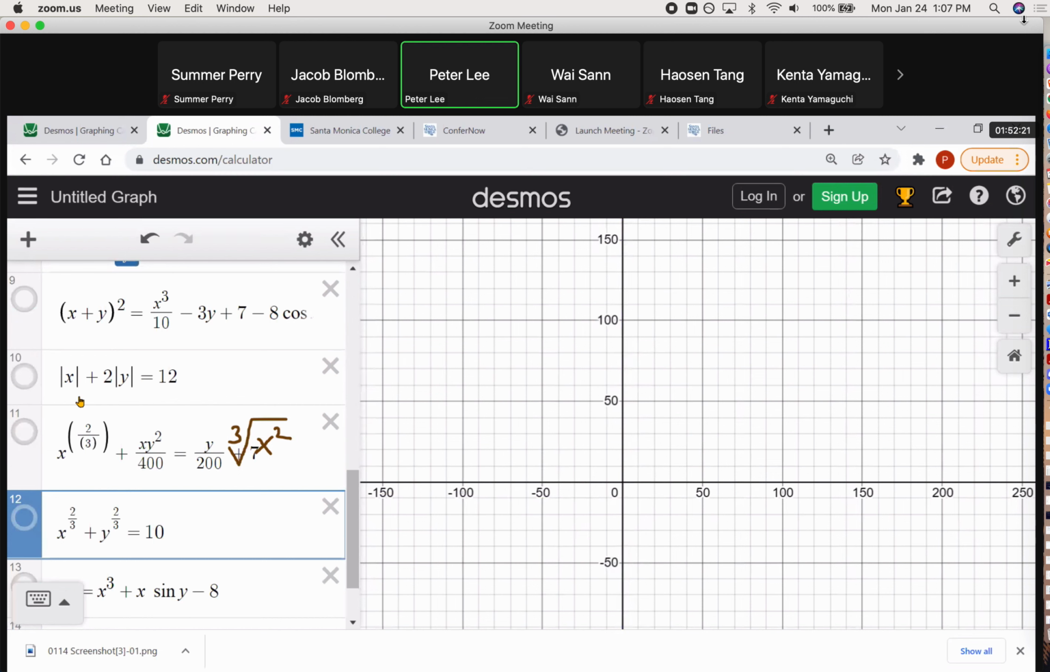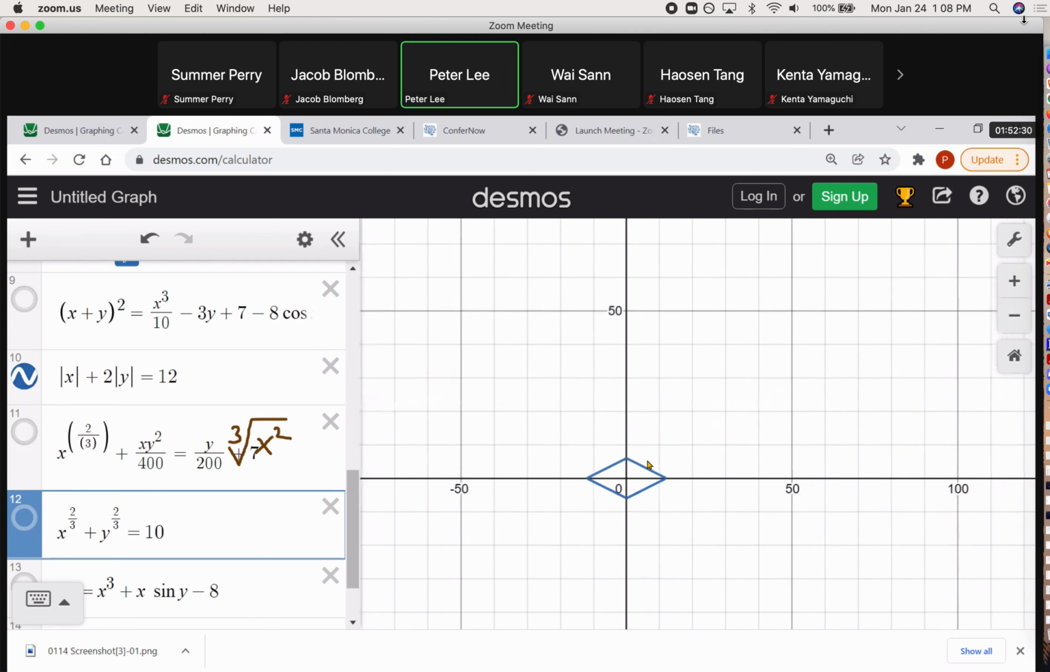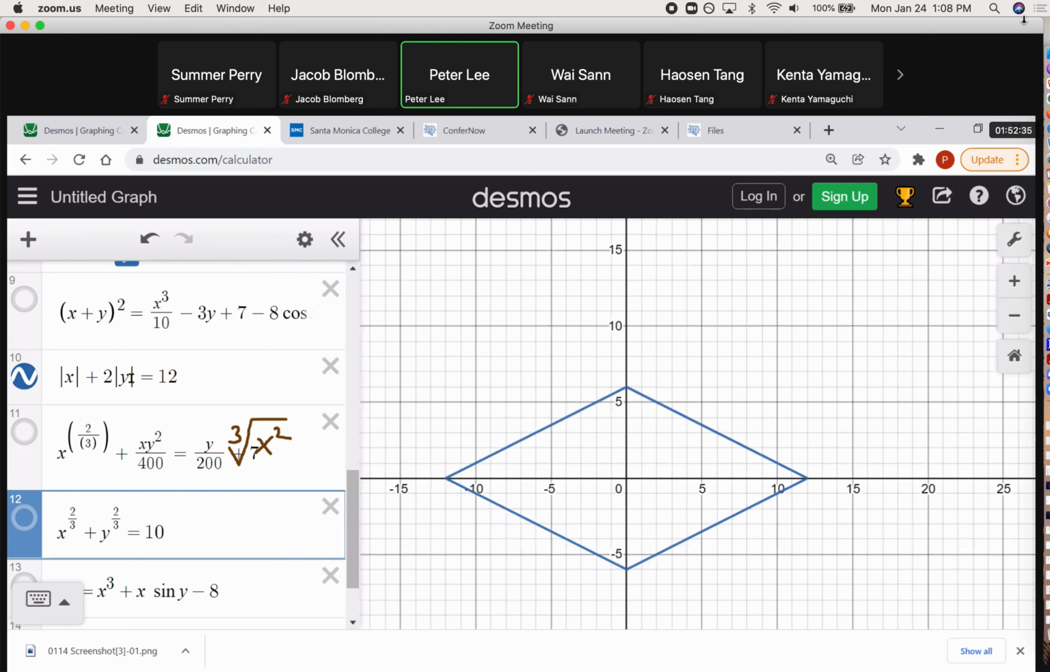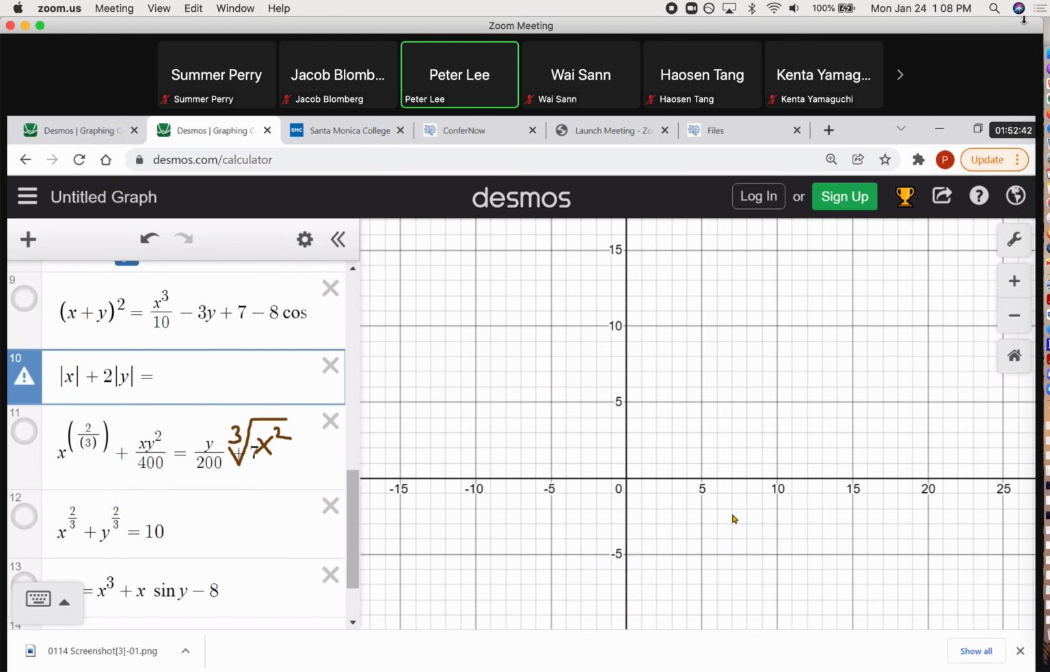Number 10 is the absolute value of x plus 2 times the absolute value of y equals 12. Absolute value is generally a source of having a corner like this, and as you can see, it's a diamond. So when you have absolute value, how about if I put x plus y, minus, let's say, 3? Well, what do we get? Do we get a curve here? Where's the curve?